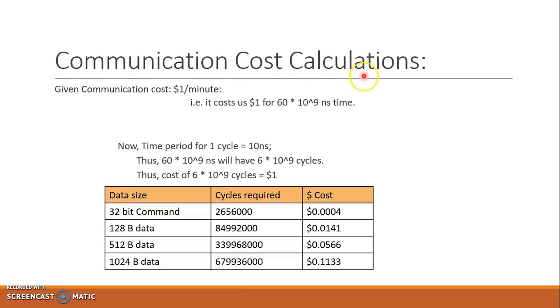Now let's have a look at the communication cost calculation. Since it is given that $1 is the cost for 1 minute, it will cost $1 for 60 into 10 raised to 9 nanoseconds. It's simple math. Now it is given that one cycle is 10 nanoseconds. So if we convert 60 to 6, it will become 6 into 10 raised to 9 cycles for just $1. Since the command is 32-bit wide, it takes 2656000 cycles to send. So it will cost $0.0004. Similarly for 128 bytes it costs this much, for 512 and for 1024 it costs this much.